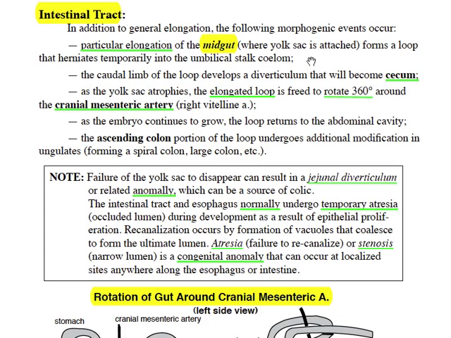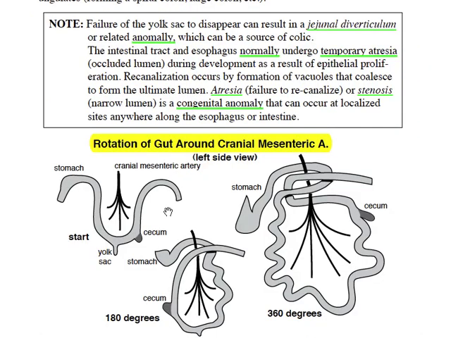Initially, the midgut is anchored by the yolk sac. As it elongates, it actually herniates through the umbilicus, temporarily protruding outside of the embryo. As the yolk sac atrophies, the midgut, lacking a ventral mesentery, is free to rotate, and it rotates 360 degrees around the future cranial mesenteric artery. This creates the caudal duodenal flexure and the transverse colon.